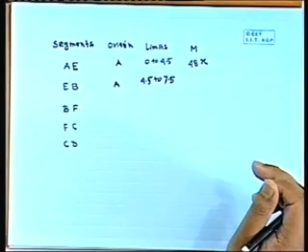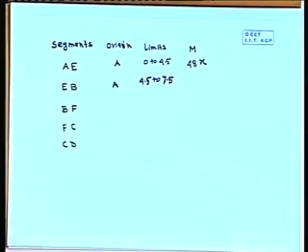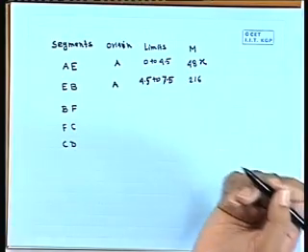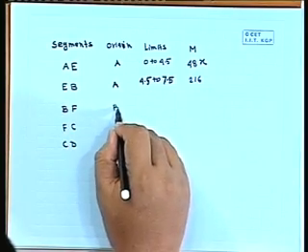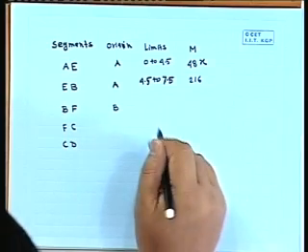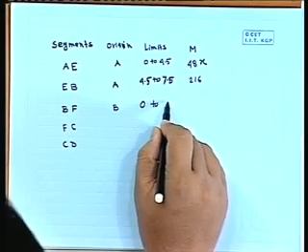So this value will be 216, right. So it will be 216. That's all. Now BF origin we can make it B, and limit we can make it 0 to 3. Now what will be the moment there?